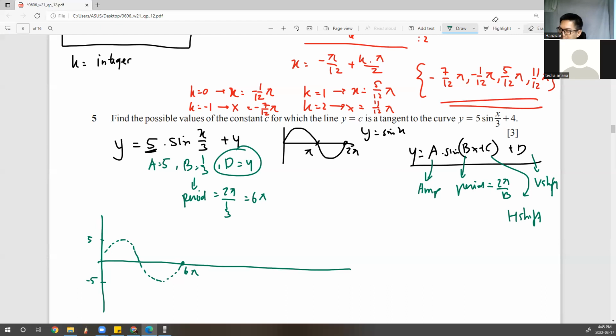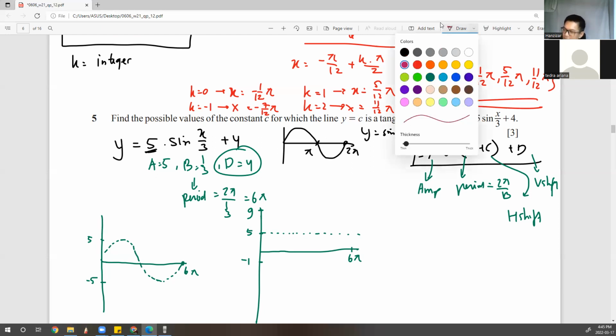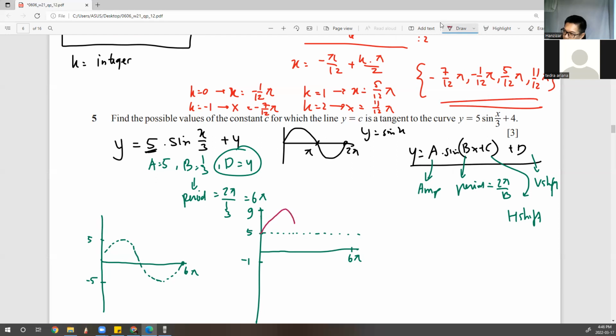Wait, I want to erase this because it's too much. There you go. This is not shifted vertically yet. So this is negative 1, right? Because you go up by 4, and then this will be 9, right? And 0 becomes 5. This will be the center point, and this is still 6 pi. So after you get the drawing, it will be so easy to understand what the question is asking you for.